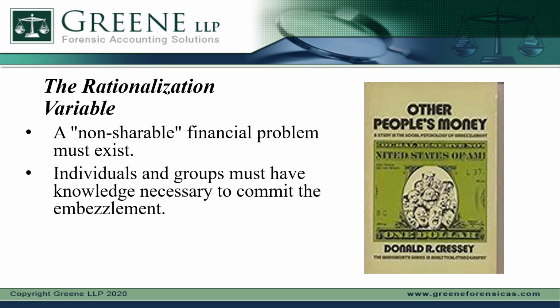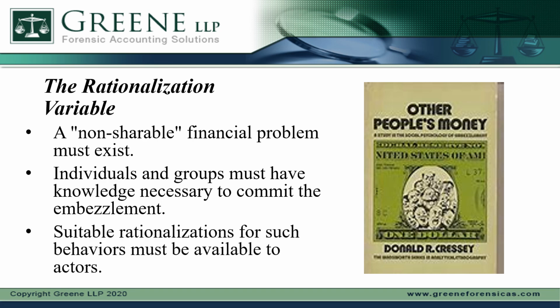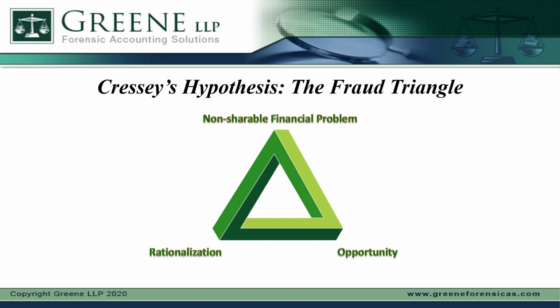Cressey stated that individuals would get themselves into a financial crack, as he called it, a non-shareable financial problem. The individuals knew that they could solve their problem by stealing from their organization, and they possessed the knowledge and access to embezzle. Cressey also postulated that all criminals, no matter how heinous, had to rationalize their acts. As I said before, Wells and Cressey were friends and professional colleagues. They worked together during the inception of the Association of Certified Fraud Examiners, and using Cressey's hypothesis, developed what's now termed the fraud triangle.